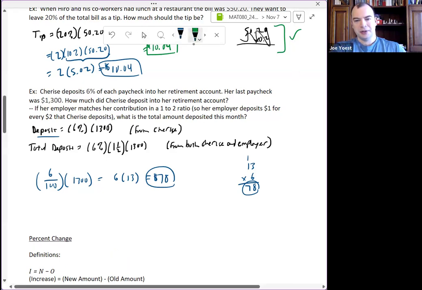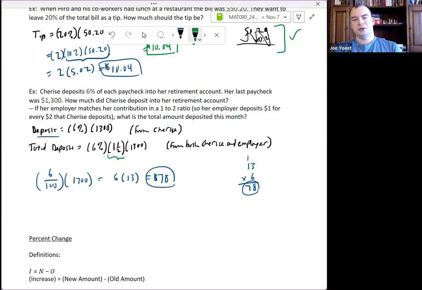And if Charisse's employer is depositing $1 for every two that she deposits, the total deposit is going to be 1.5 times what Charisse deposited. It's her amount plus half that amount that's coming from her employer. I did phrase this in terms of a ratio because we've talked about ratios and proportions at this point too. So we could think of it a couple different ways. Or I have 6 over 100 times 1.5, I guess I'll make that 3 halves. That'll probably be a little easier to deal with. Times 1300.